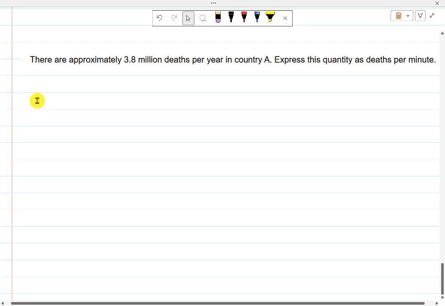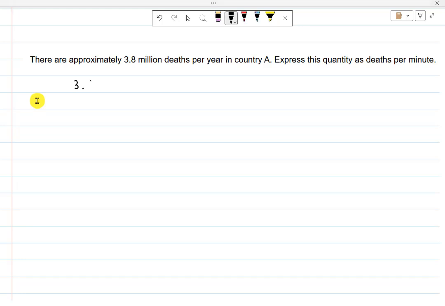Here's the last example I want to do. There are approximately 3.8 million deaths per year in country A. They want to change this to deaths per minute. So we have 3.8 million, so I'm going to say times 10 to the 6th deaths per year. I would like to change that to deaths per minute. So let's go from years to days. A year, if I write 1 year up here, I'll have 365 days down here. So I got the years out of there. So I'm in per day now.